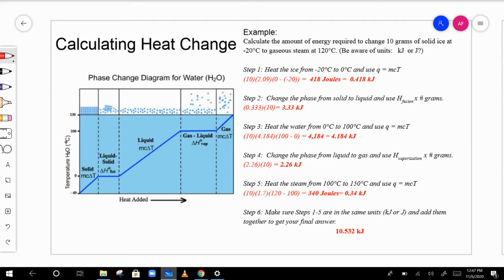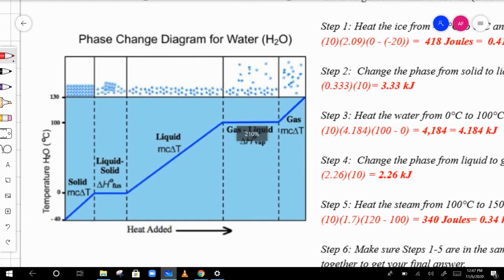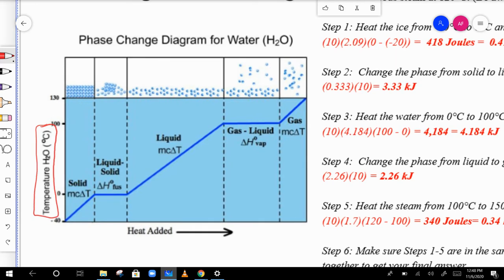Okay, so first of all, what we have here is this phase diagram for water. Phase diagrams for all materials, all molecules, look relatively the same. Let's look at the diagram. What does it show at first? Here on the left-hand side we have temperature, and on the bottom we have heat added.